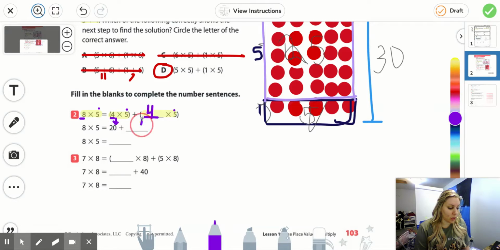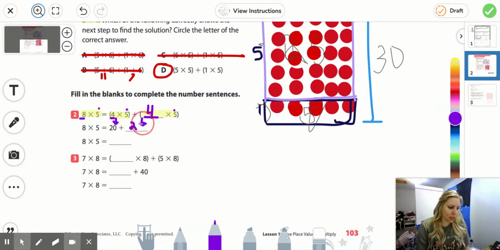Well, I have another 4 times 5 here, Matthew. What is 4 times 5? Help me out. If I skip count by 5s, 4 times 5 is 20. There you go. Thanks for that in the chat. Absolutely. 4 times 5 is 20.